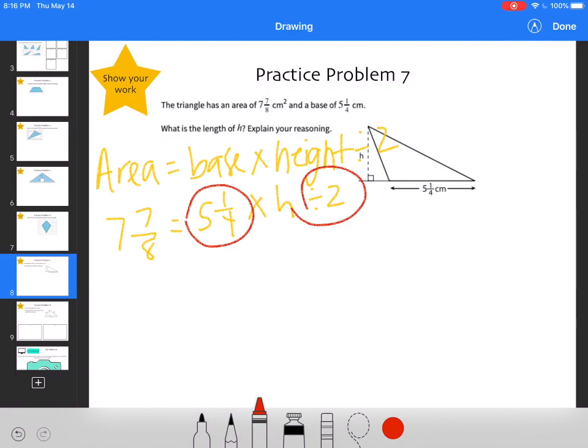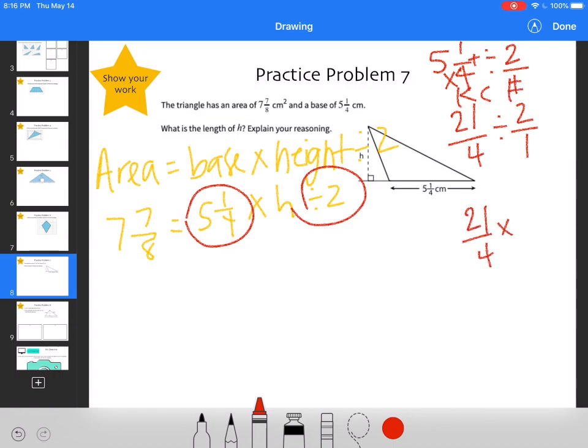So I have to do 5 1/4 divided by 2. So I'm going to turn this mixed number into an improper fraction. So 5 times 4 plus 1 is 21 over 4, divided by 2 over 1. Then I'm going to keep, change, flip, because that's how you divide fractions. So 21 over 4 times 1 over 2, and I end up with 21 over 8.